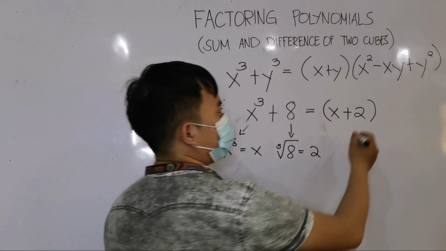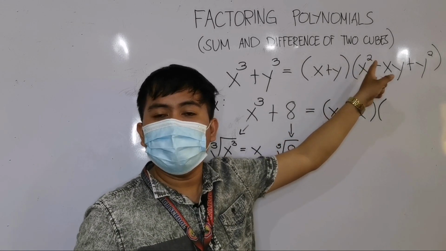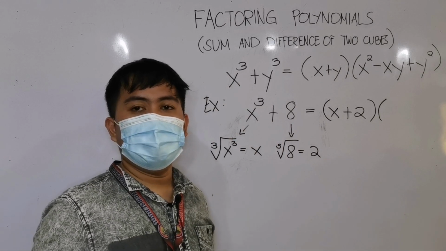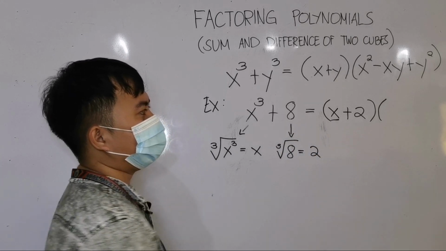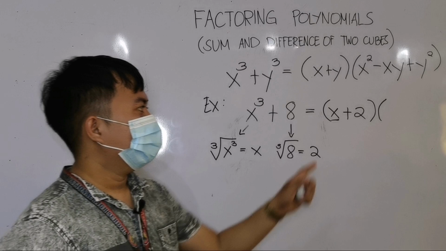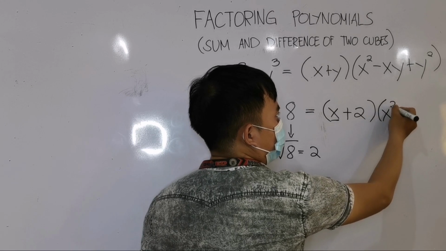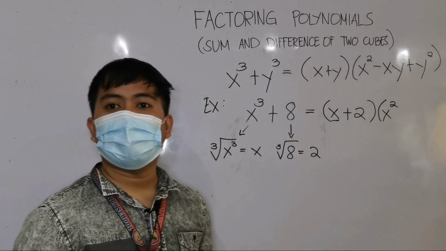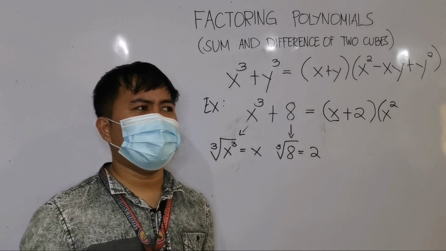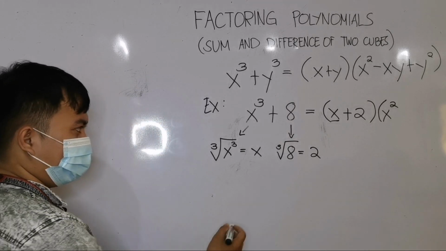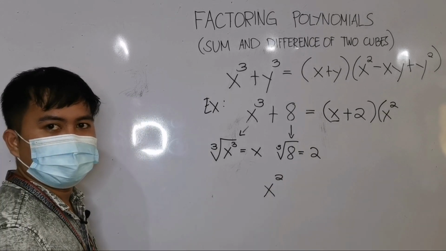Sa pangalawa naman, open parenthesis. Kung napapansin niyo po, kunin po natin yung square ng first term. Ano nga ba yung first term? Ito yung first term, x. At ang square ng x ay x squared. Paano po ba yun nangyari? Anong ibig sabihin ng square ng x? Okay. Square ng x is x squared.